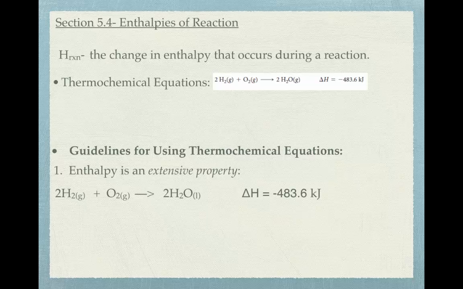Now, if instead of 2 moles of hydrogen and 1 mole of oxygen reacted, if 4 moles of hydrogen and 2 moles of oxygen reacted, then the amount of heat that is being released by the system would be double the amount that you have in front of you. In contrast, if we're looking at just 1 mole of hydrogen reacting, then only 241.8 kilojoules would be released.